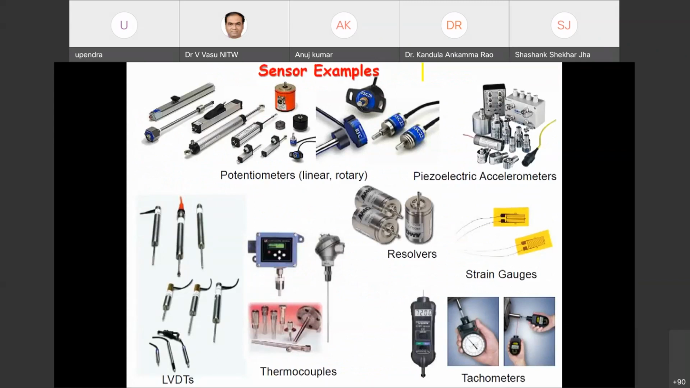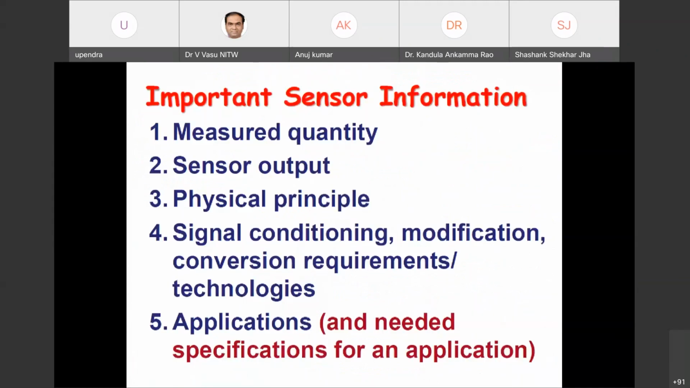We have some potentiometers, which are mainly used for linear and rotary motion. We have some piezoelectric accelerometers. We have LVDTs, thermocouples, and tachometers.